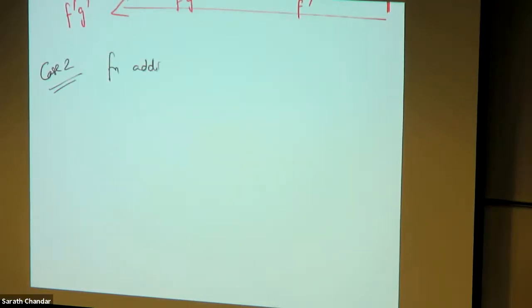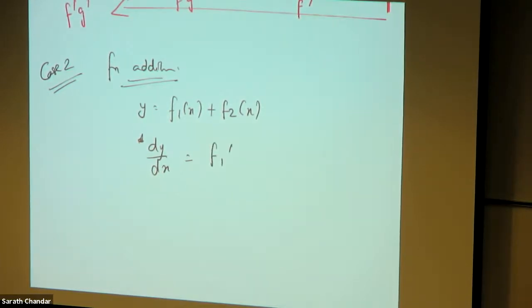So function addition, in this case, I'm interested in computing the differentiation for f1 of x plus f2 of x. Let's say my y is equal to this. Now can somebody tell me what is dy by dx? Yeah, so let's just call it f1 dash, plus f2 dash, right? So this is what we want. Now, how do we get this from the diagram?